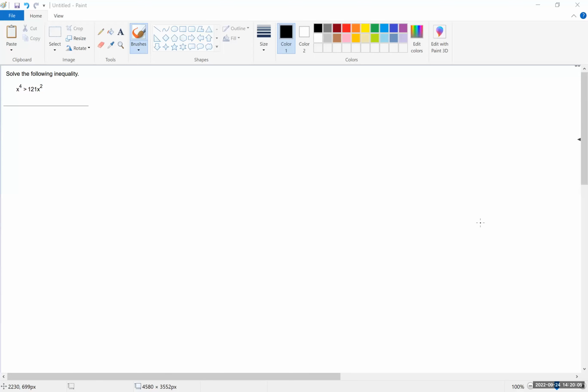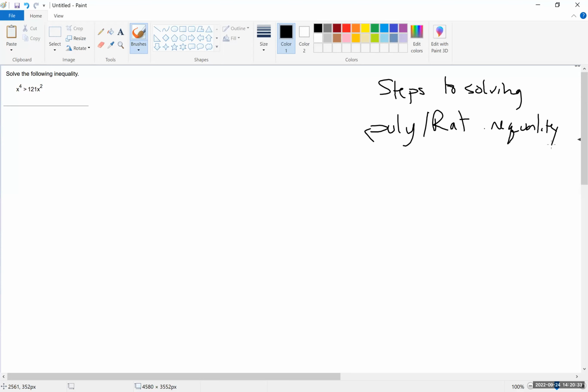We can also solve polynomial or rational inequalities using a sign chart. The steps to solving a polynomial or rational inequality: this one is a polynomial, but it also works for rational inequalities. Our first step is to get 0 on one side.